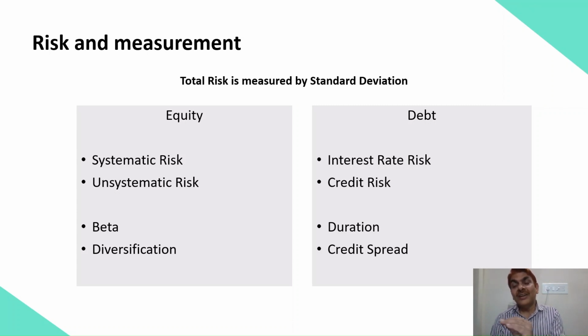So when interest rate comes down in the market, the bond value goes up. When interest rate goes up in the market, bond value comes down. Simple. Inverse relationship between bond value and the interest rate. Fine. That's interest rate risk.